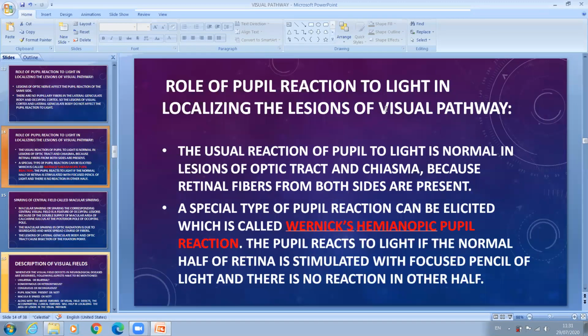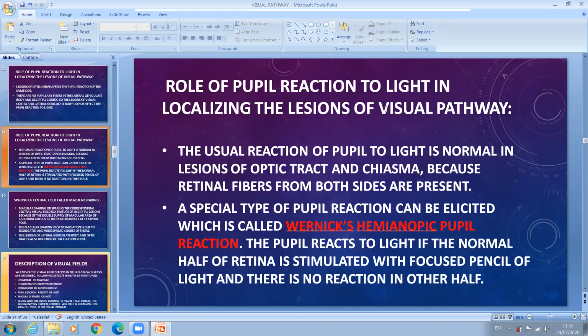In the area of the chiasma, pupil fibers of both sides are present, and in the optic tract, both sides are present. So the pupil reaction remains even in lesions of the optic tract and the chiasma. What is important to remember for simplicity is that it is only the lesions of the optic nerve which actually affect the pupil, because the fibers are present on one side. So on the side of the optic nerve involved there will be no pupil reaction, or less pupil reaction, depending upon the severity of the disease.